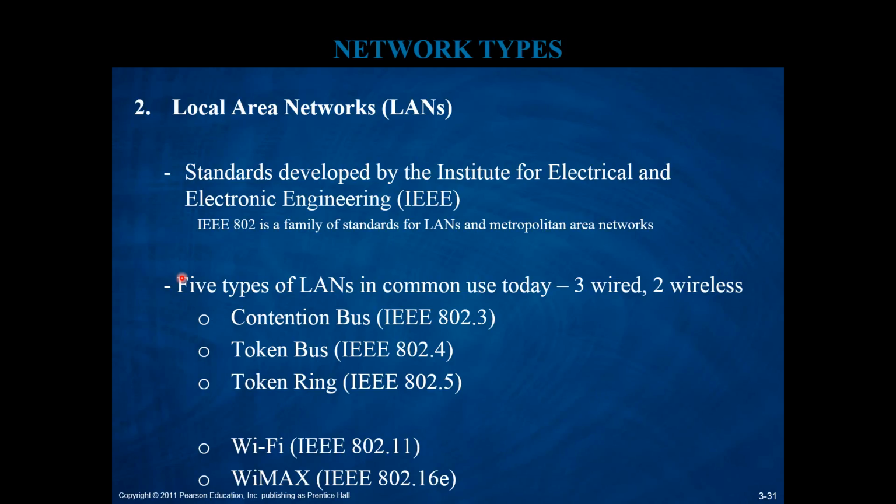There are 5 general types of LANs in common use today. 3 of them are wired, such as contention bus, token bus, and token ring, and 2 are wireless, such as Wi-Fi and WiMAX. And once again, there is a specific 802 IEEE standard governing each of those types of networks.